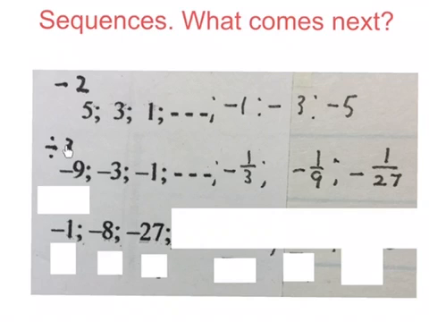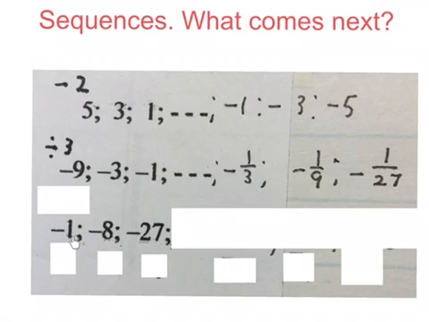Minus 1 divided by plus 3 is minus 1 over 3. Minus 1 over 3 divided by plus 3 is minus 1 over 9. And minus 1 over 9 divided by plus 3 is minus 1 over 27. Use your calculator to help you to find these answers.